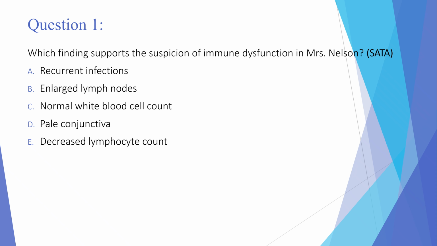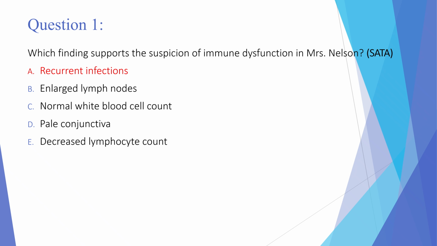Which finding supports the suspicion of immune dysfunction of Miss Nelson? So select all that apply. Recurrent infection, enlarged lymph nodes, normal white blood cell count, pale conjunctiva, decreased lymphocyte count.